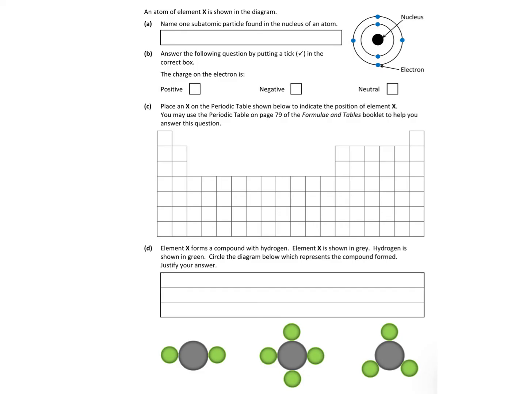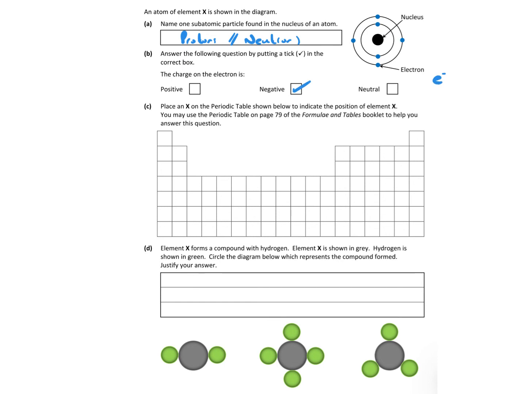So another question which has appeared on the state exam, we've already seen part of this before, but we'll do it again here. Name one subatomic particle found in the nucleus. So that's either the proton or the neutron. Make sure you only write down one. Answer the following, putting a tick in the correct box. The charge on the electron is negative. That's why we are writing e minuses.